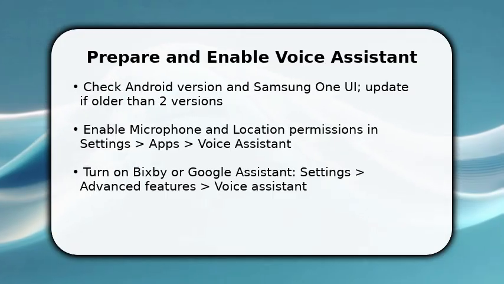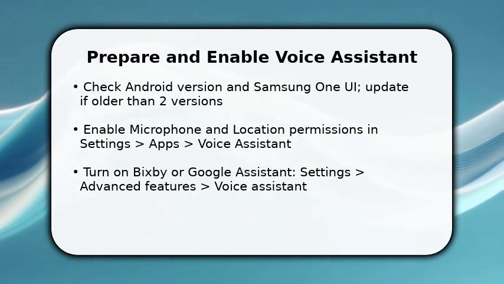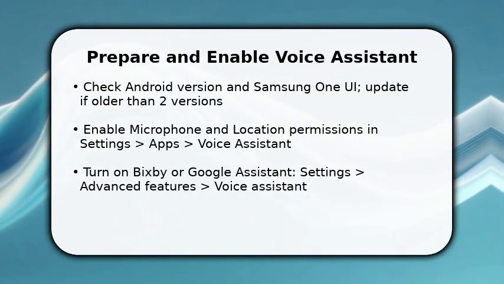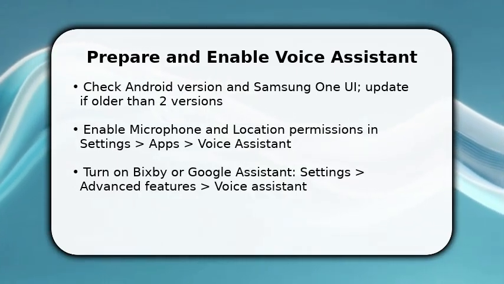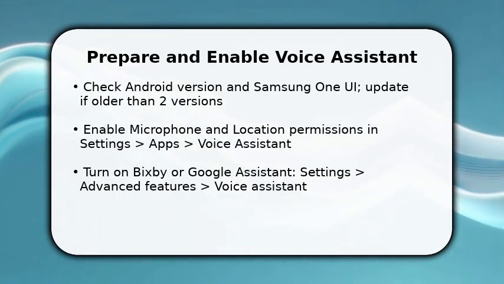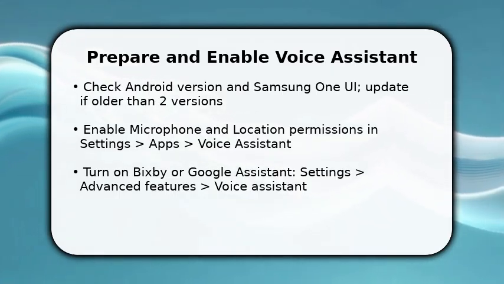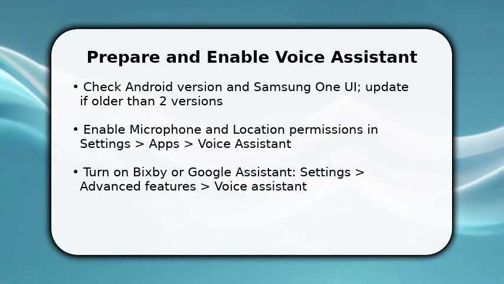You start by confirming prerequisites. Your phone is updated and the microphone works. Once done, open Settings and enable microphone and location permissions for the Voice Assistant app. Make sure Bixby or Google Assistant is installed and activated. Tap Advanced Features, then Voice Assistant to toggle it on, and follow the on-screen prompts to accept permissions.